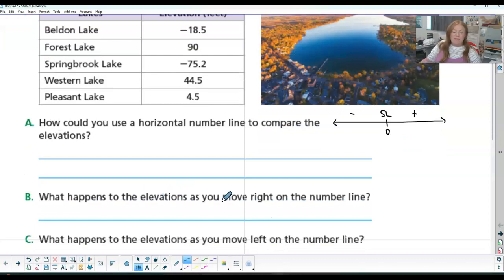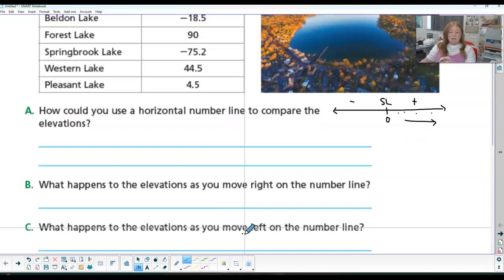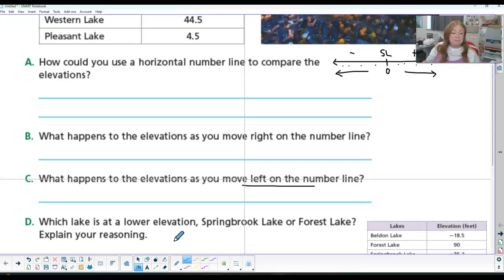What happens to the elevations as we move right? So as we move across getting right, they are getting bigger. And as we move left on the number line, if we go this way, then the elevations are getting lower. So these ones are getting higher and higher above sea level. And as we go to the left, they're getting lower and lower below sea level. So these ones are getting higher and bigger. These ones are getting lower and smaller.